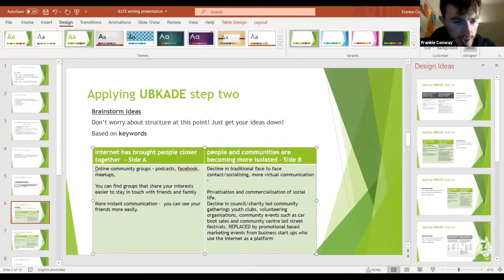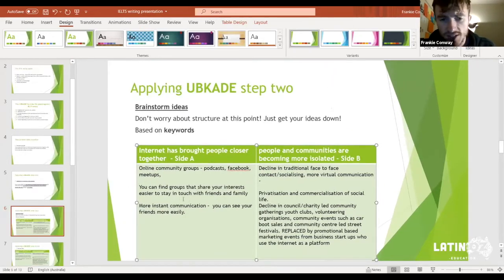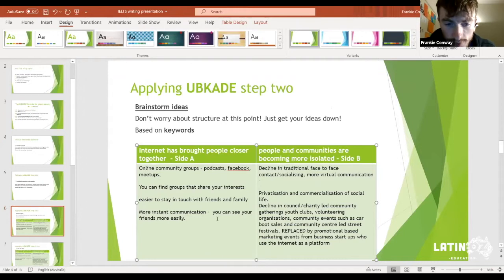So my initial ideas, guys, for the internet bringing us closer together: online community groups, podcasts, Facebook, meetups. You can find groups that share your interests. Easier to stay in touch with family and friends. And it's more instant communication, so you can see your friends more easily. So I've put that, guys, as my brainstorm for why the internet brings us closer together.